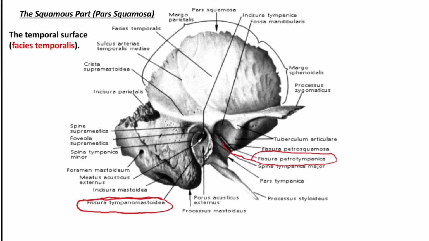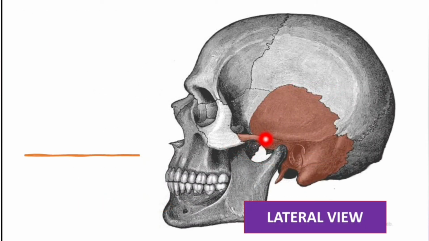It has two surfaces. It has the temporal surface, which is external, and then the cerebral surface, which is internal, right? This surface is facies temporalis. The most prominent thing, the first one you need to remember, is the zygomatic process of the temporal bone, right? It articulates with the temporal process of the zygomatic bone. Look here, this is the zygomatic process of the temporal bone, and this process is the temporal process of the zygomatic bone.